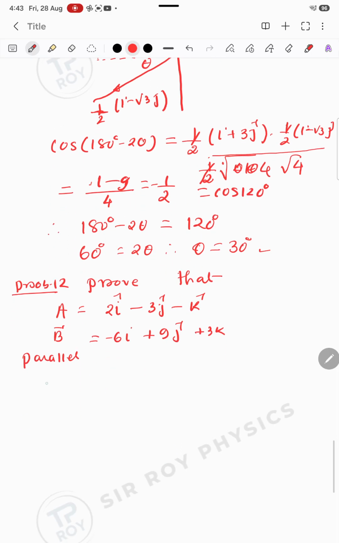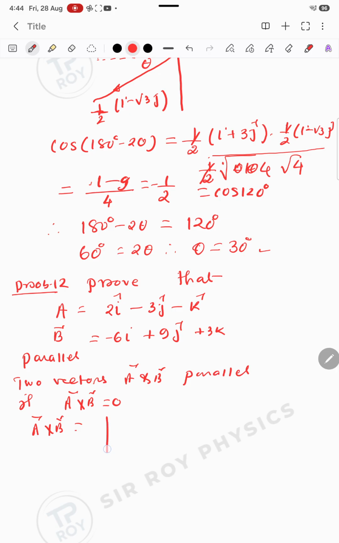Two vectors are parallel if their cross product is 0. Two vectors A and B parallel if A cross B equal to 0. So A cross B means 2, minus 3, minus 1, minus 6, plus 9, plus 3.